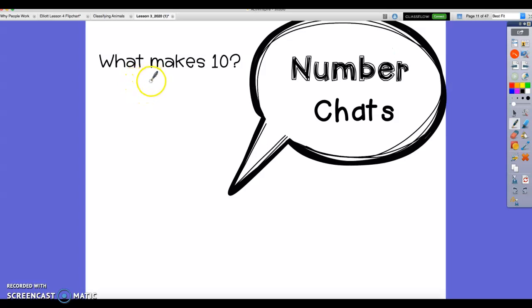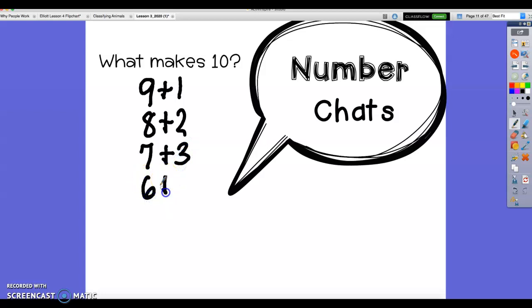So here's what makes a 10. You may have written 9 plus 1, or 8 plus 2, 7 plus 3, 6 plus 4, or 5 plus 5. All of these facts make a 10. You may have even written the inverse of these. So 1 plus 9, 2 plus 8, 3 plus 7, 4 plus 6, and still 5 plus 5, all right? So these are all the numbers that make a 10. This is super important for our lesson this week.